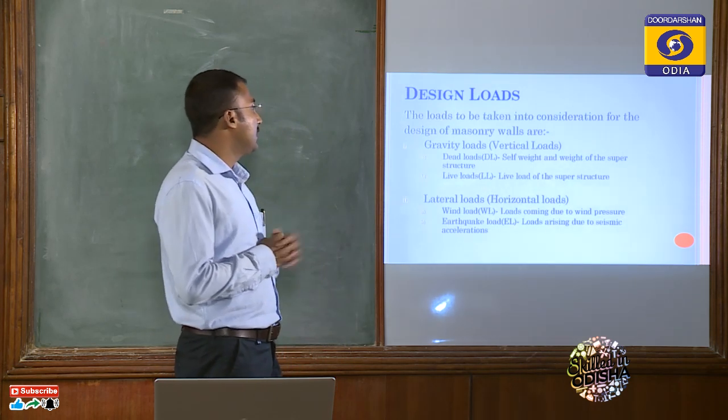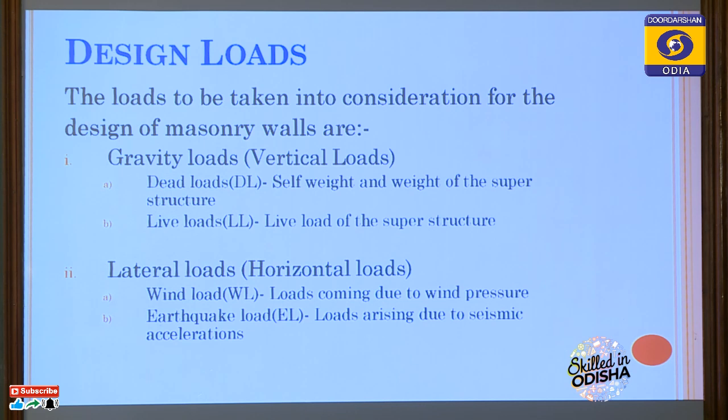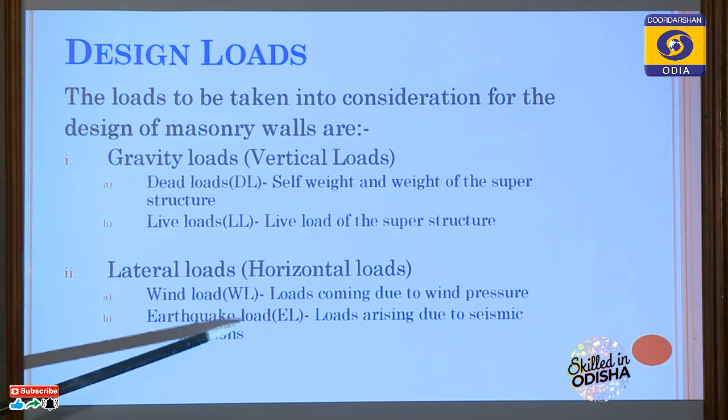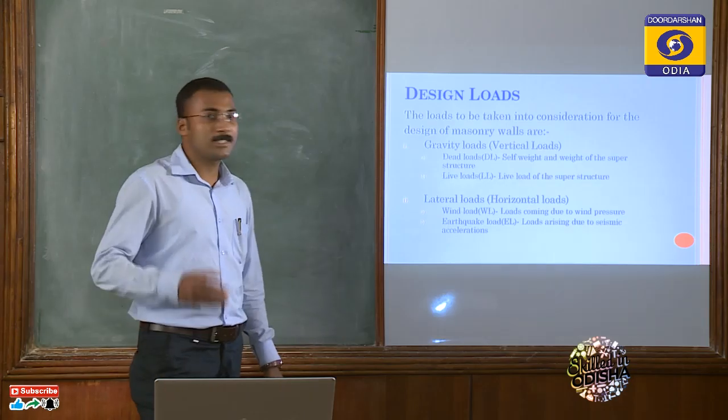See here, what are the design loads. The loads to be taken into consideration for the design of masonry walls are, number one, gravity loads. It is the vertical loads. The loads coming under gravity loads are dead loads, that means self weight, and live loads, that means the load coming on the structure. Then the lateral loads, which are the non-significant loads. Number one is wind load, that is load coming due to wind pressure, and the earthquake load, that means the load arising due to seismic accelerations.